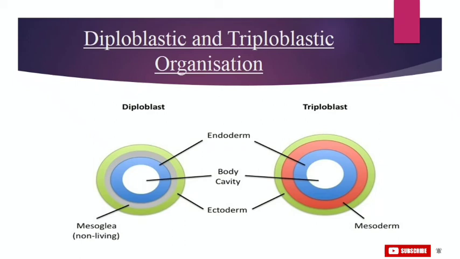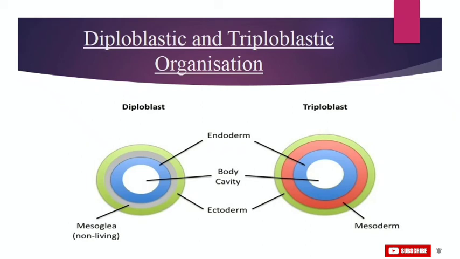Cells are arranged in two embryonic layers. One is the external layer, which is called ectoderm. The green line represents that layer. And then the other one is the internal layer, which is called endoderm. The blue line represents that layer in this picture.